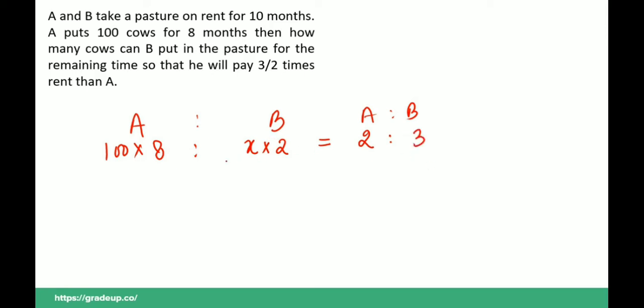Again, in this question we have been given that A and B took a pasture on rent for 10 months. A puts 100 cows for 8 months. How many cows, let's say X cows, can be put in the pasture for the remaining time, that is for 2 months, so that he will pay 3/2 times rent than A? So I can solve from here very easily.